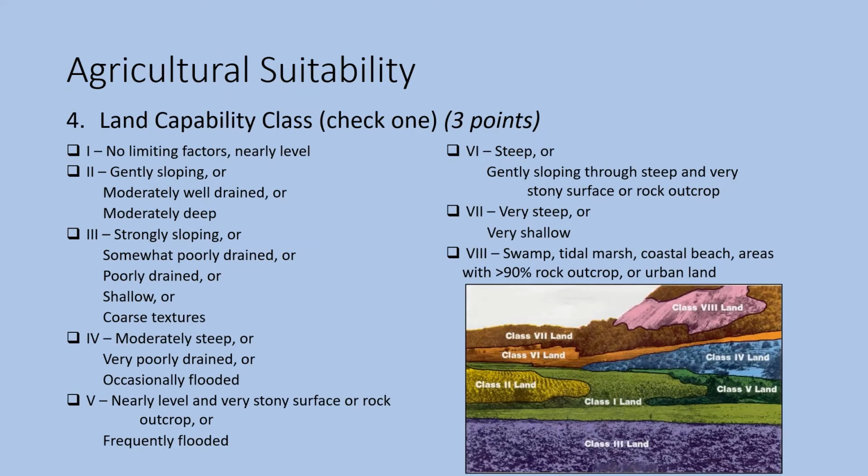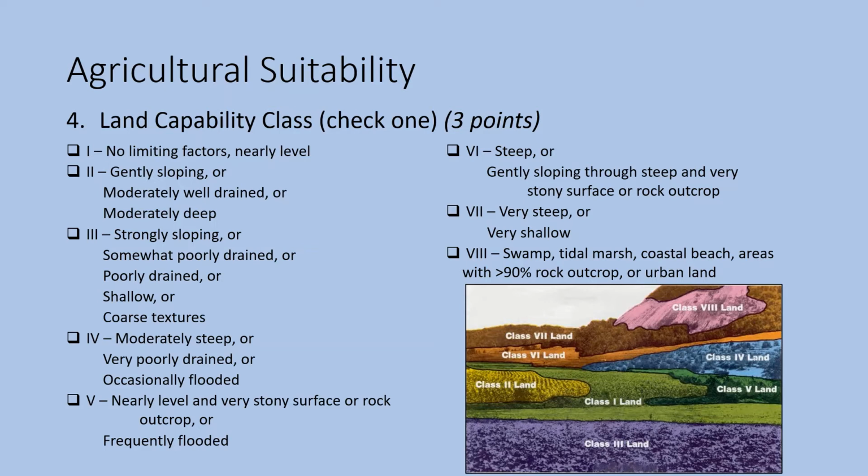Question 4 is asking you to determine the land capability class of the soil. Land capability classes are a way of grouping and evaluating soils based on the limitations for agriculture and their suitability for agricultural production. The classes go from 1 to 8, and as you increase in class, that indicates that there are more limitations that would affect agricultural production.